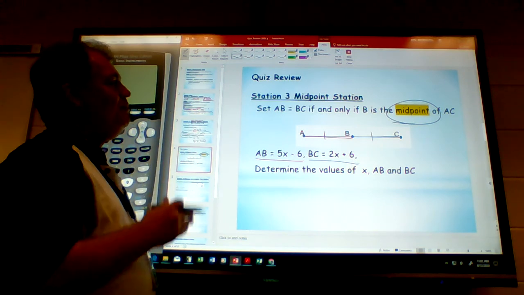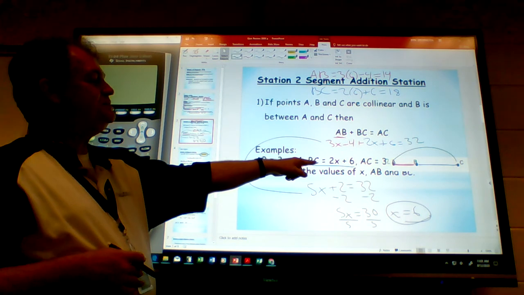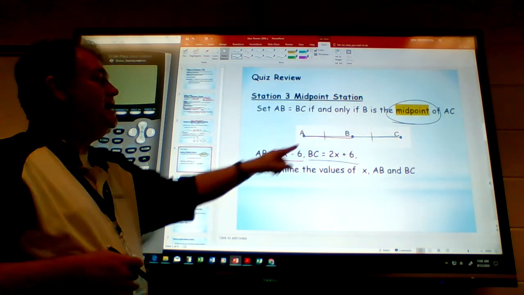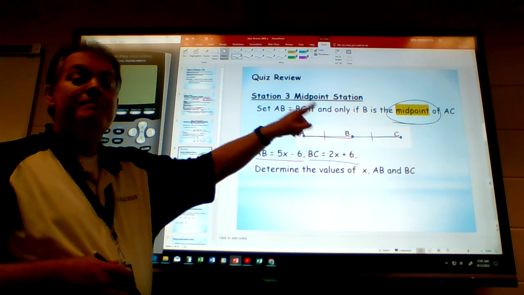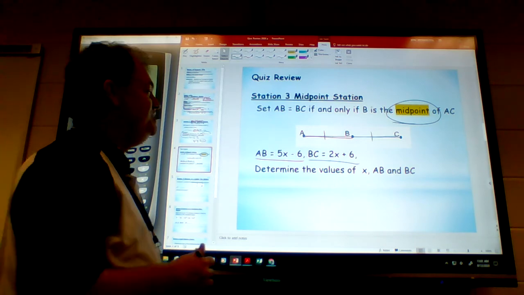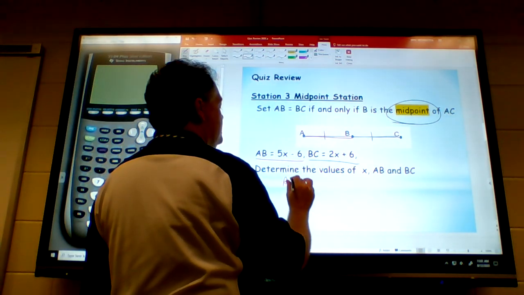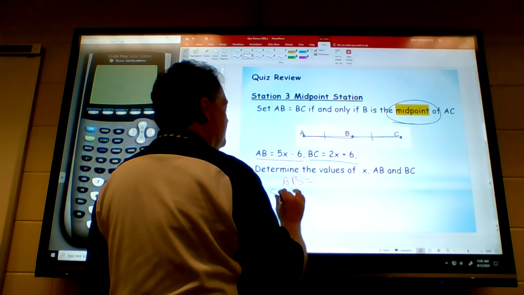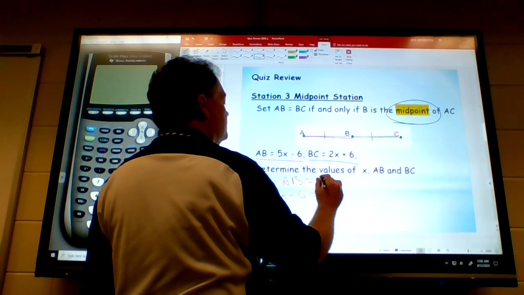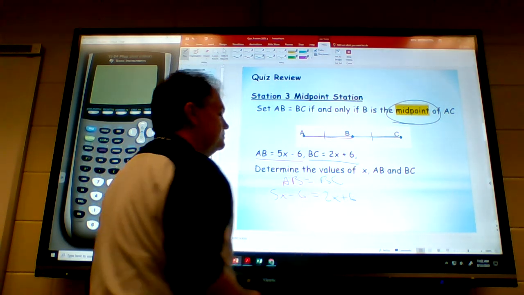Now, why we did it here, but we didn't do it up here. For the previous problem, we didn't do that. You don't see the word midpoint. Here, you see midpoint. Midpoint tells you to split it in half and set the two halves equal. So that means that AB, which is 5x minus 6, equals BC, which is 2x plus 6.